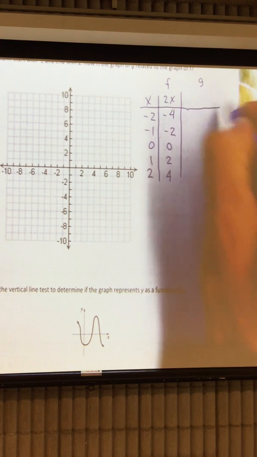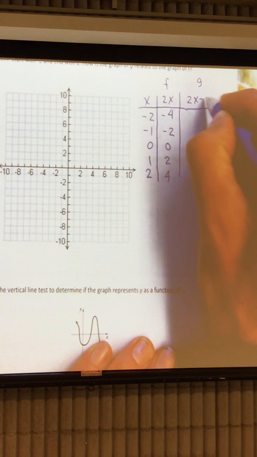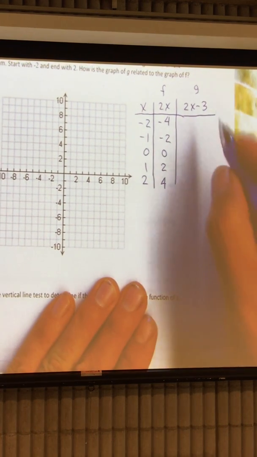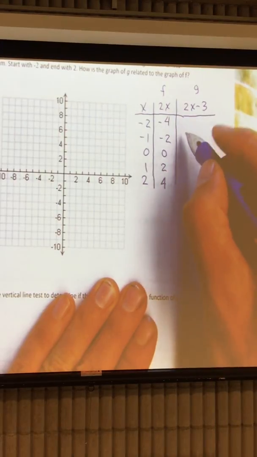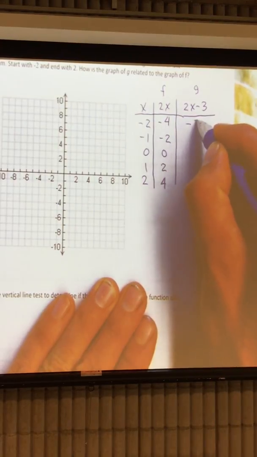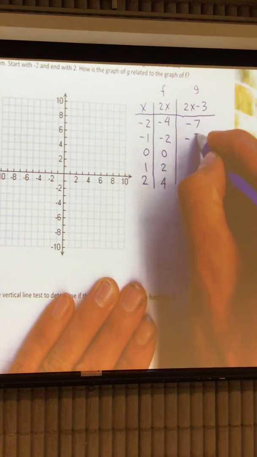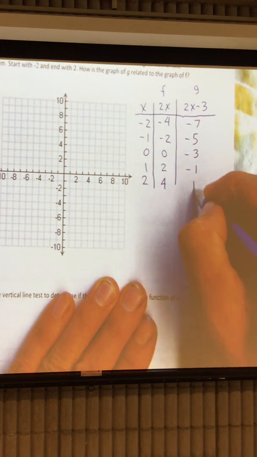To generate the output values for g, the function 2x minus 3, we can simply subtract 3 from each of the x coordinates in this column, and that would be a faster way to compute the values of g. So doing the subtraction there would give us negative 7, negative 5, negative 3, negative 1, and 1.